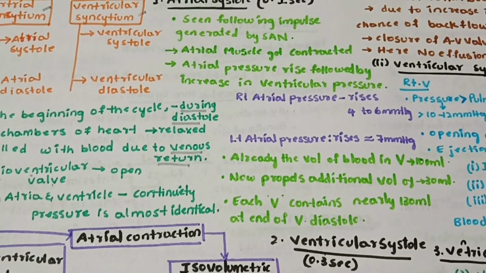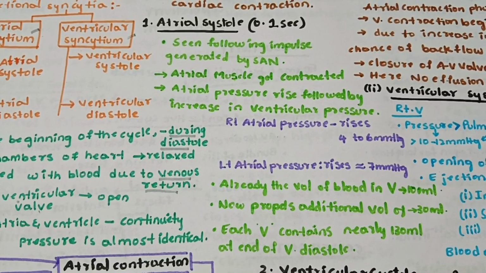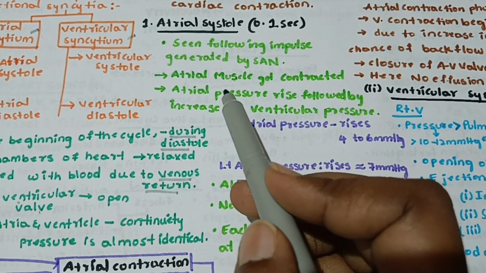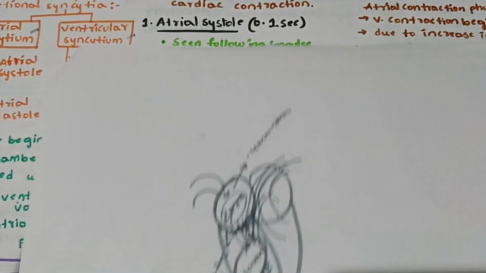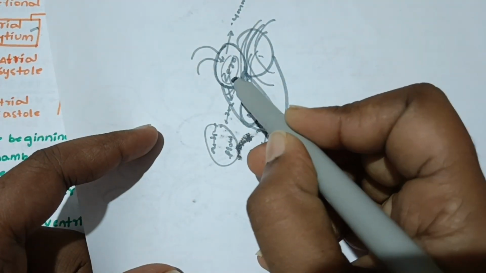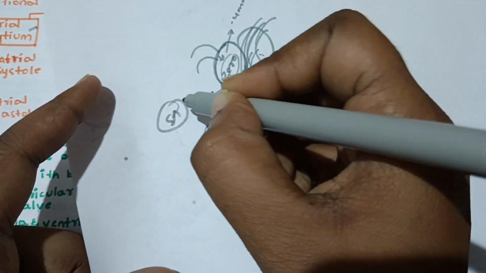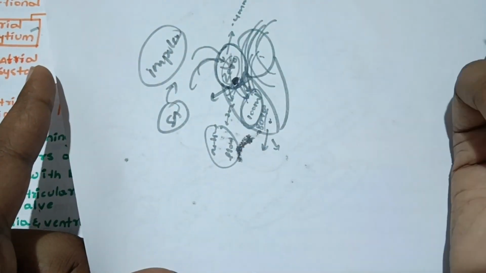Now, stage 1 is atrial systole, which takes place in 0.1 second. This is seen following the impulse generated by the SA node. As we know, the SA node is the pacemaker of the heart, present near the right atrium. The SA node gives impulse to the atria.